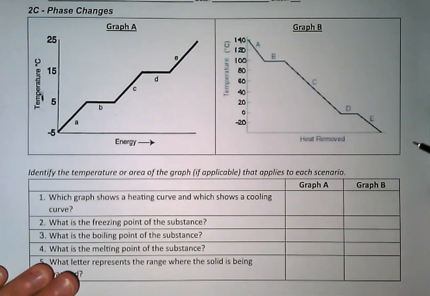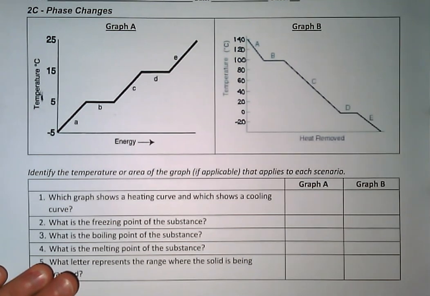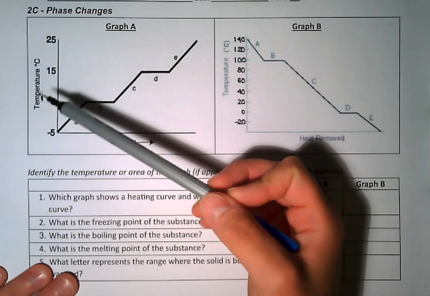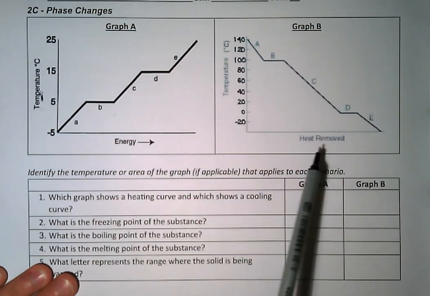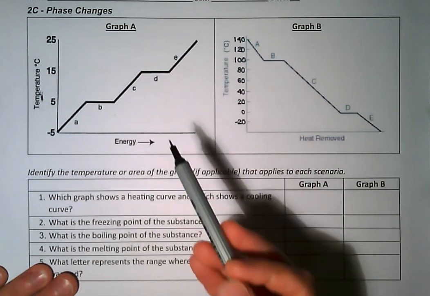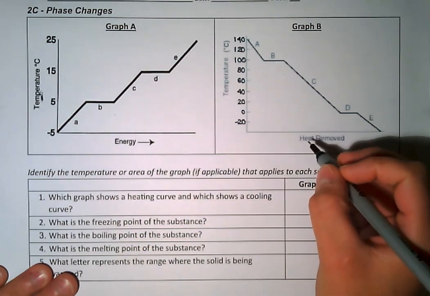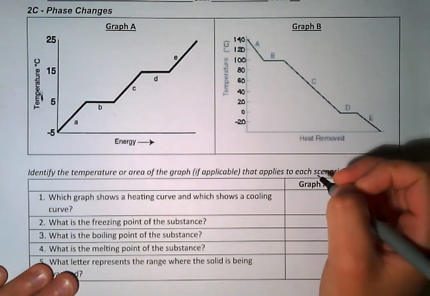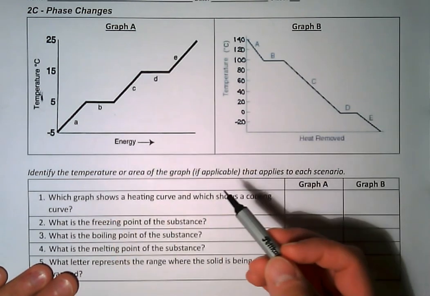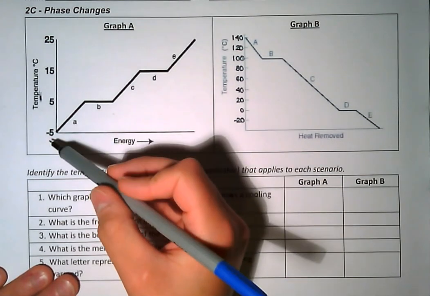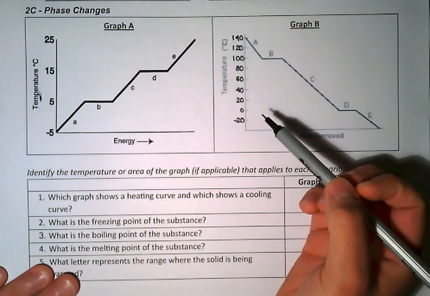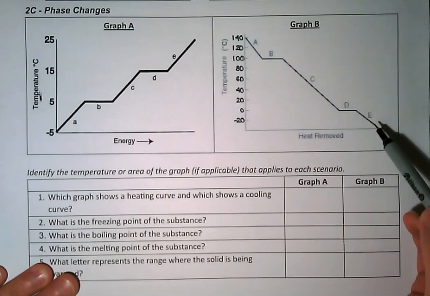It's always important to first examine a graph and look at what is on each axis. Of course here we have temperature on the y-axis, and we have some energy on the x-axis. Here it's labeled energy, here it's labeled heat removed, but we know that heat is a form of energy. So both are essentially showing the same thing, except that in this first graph we have a substance that's being heated up, and in the second graph we have a substance that is cooling down.